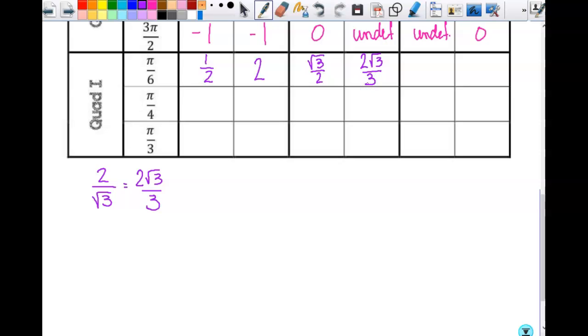All right, so then what is the tangent of pi over 6? Square root of 3 over 3. So when I take that reciprocal to get cotangent, and then I rationalize it, that gives me 3 square root of 3 over 3, which gives me what? Square root of 3.